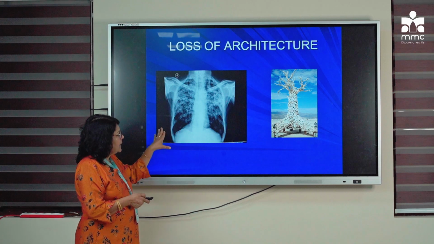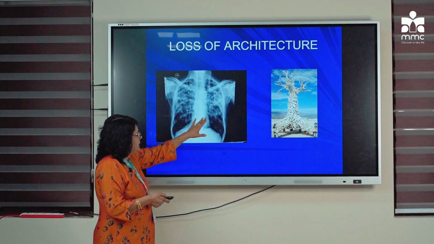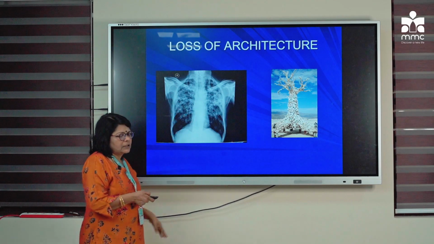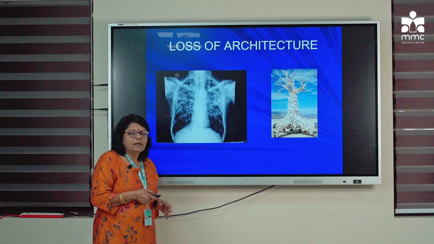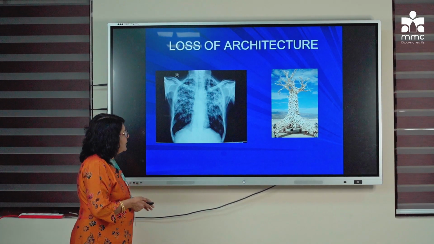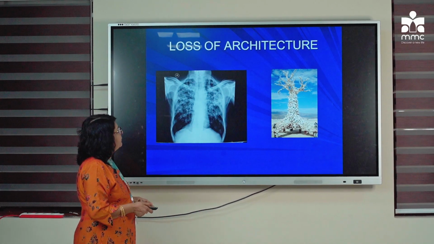So I shall show you the lungs with the bronchial tree distorted. You call this loss of architecture in severe destructive lung disease, just like in chronic pulmonary fibrosis, or in cystic fibrosis where the lung gets destroyed bilaterally.